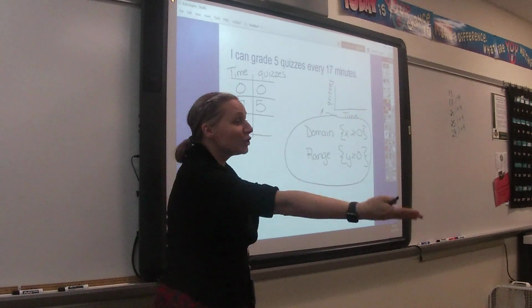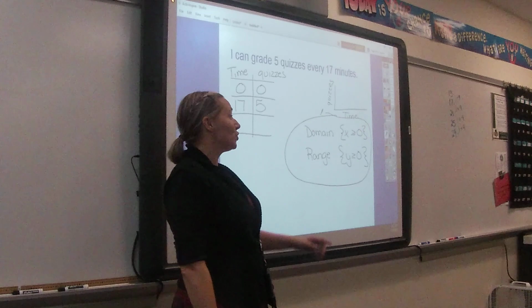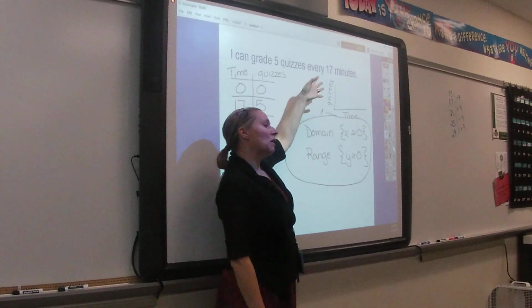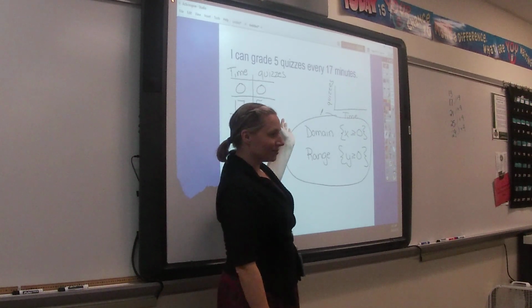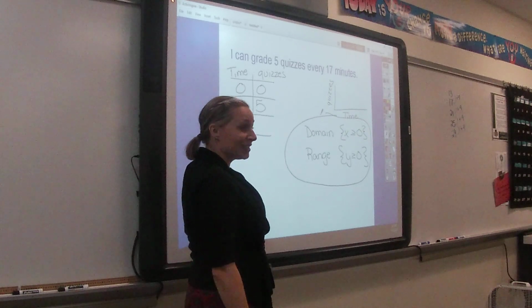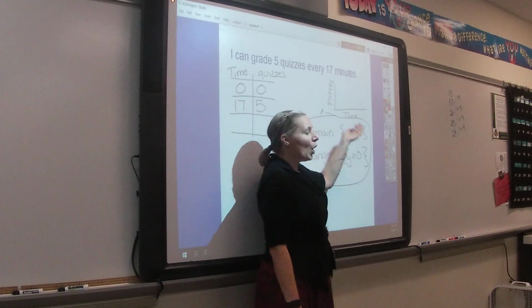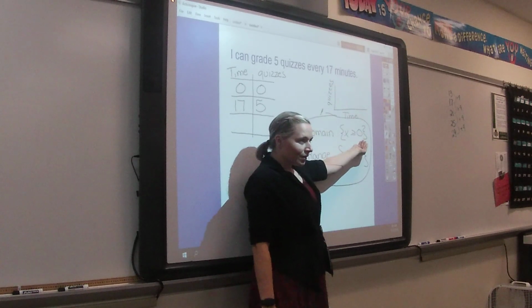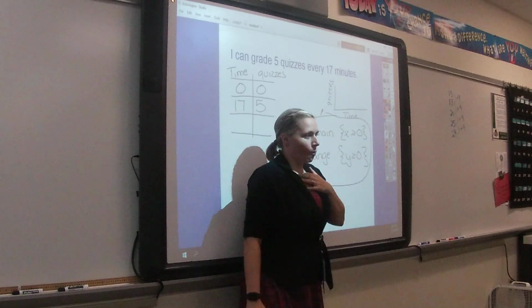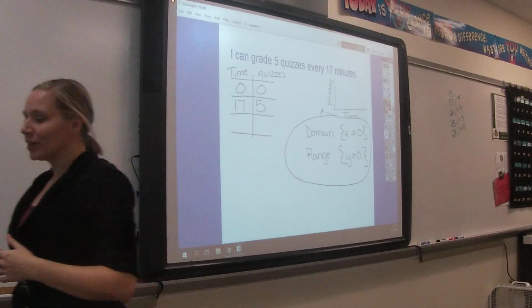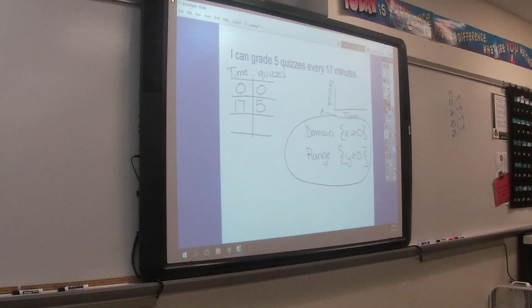Now, eventually, we're going to get to the point that we should be able to read something like this, write the function rule from it, talk about the important pieces from it, know what's a reasonable domain and range, know what that looks like in a graph. Okay, but we're not there yet. Because that's real world.